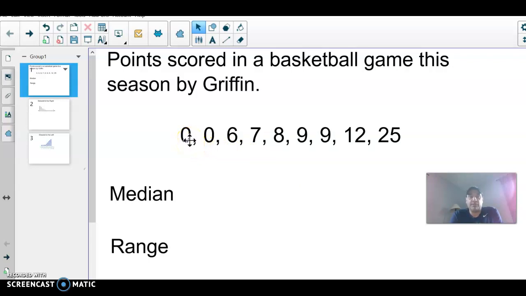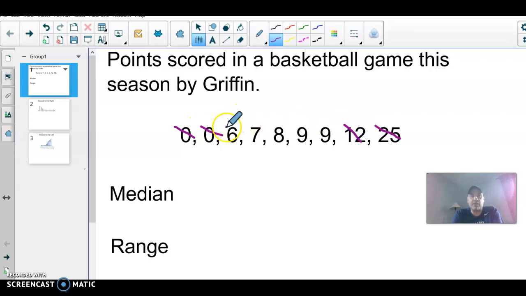So one game he had 0. Tough game, Griffin. Another tough game, 0. But then he had 6, 7, 8, 9, 9, 12, and 25. Okay. If I look for the one in the middle, I'd cross one off from the beginning, one off from the end, back to the beginning, and I would work my way in. So there's 3 off there. Now there's 4 off the beginning, 4 off the end, which means the number 8 is in the middle. So the median for this set of data is 8.